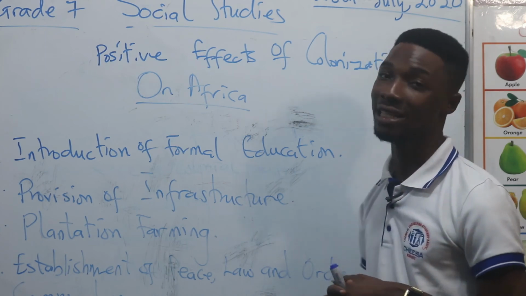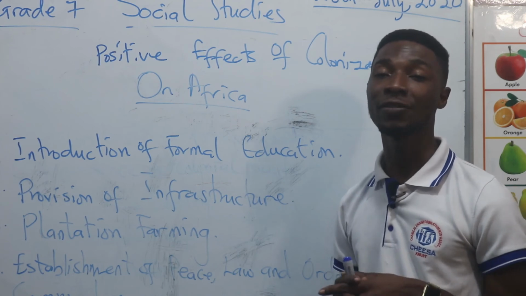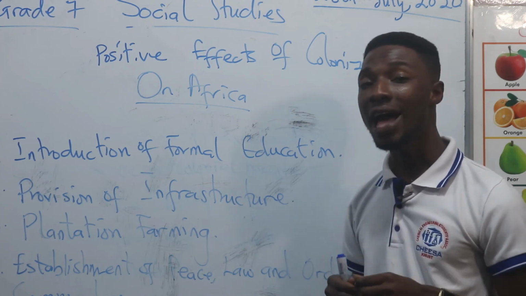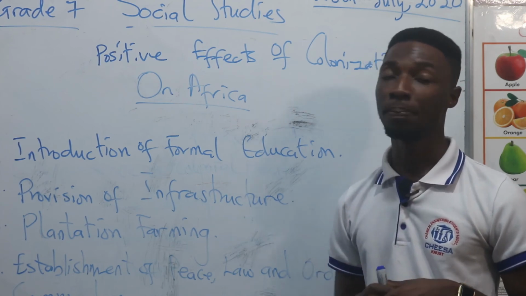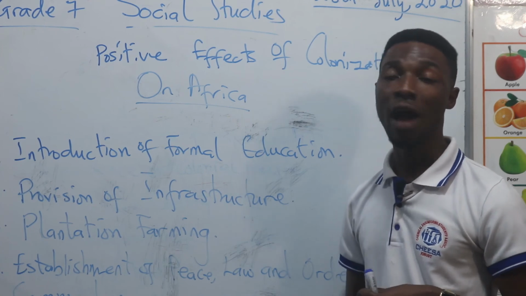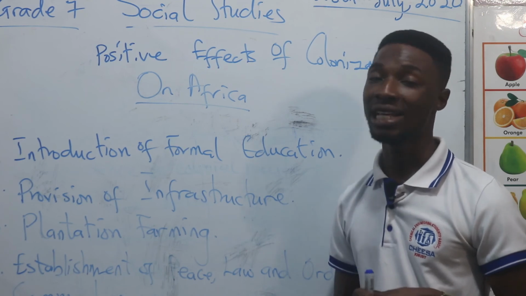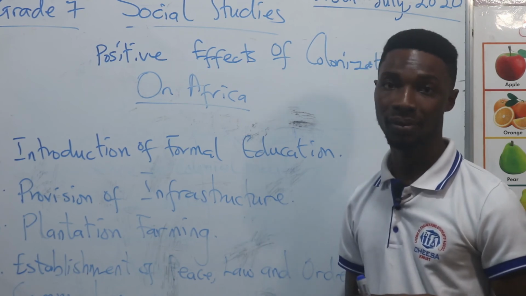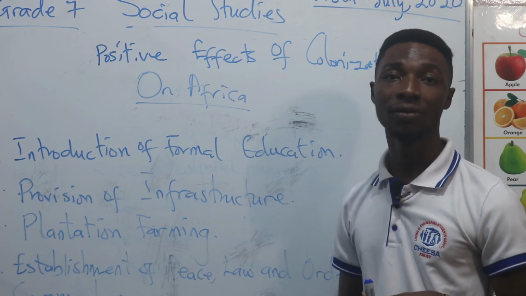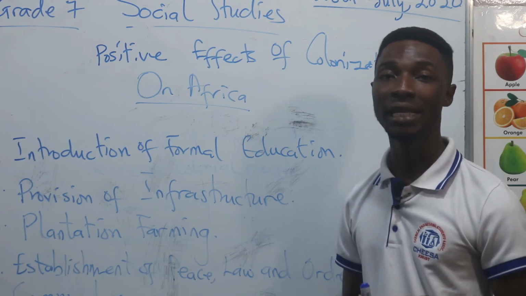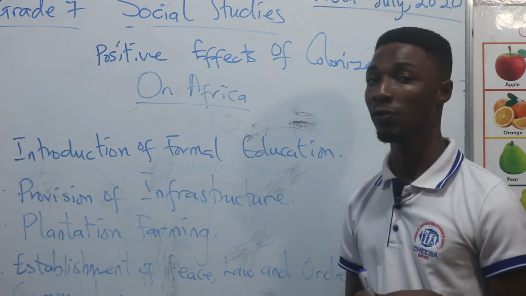Provision of infrastructure. We have different kinds of infrastructure. Cars, roads, buildings, offices, a whole lot of different kinds and varieties of infrastructure as a result of colonization. We have cars, trains, aeroplanes, all in Africa as a result of colonization.